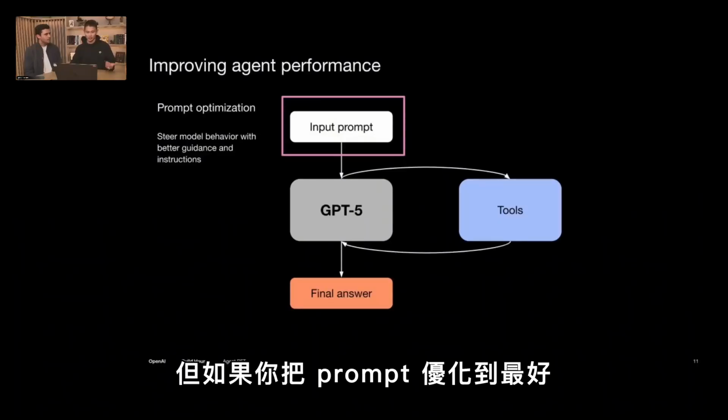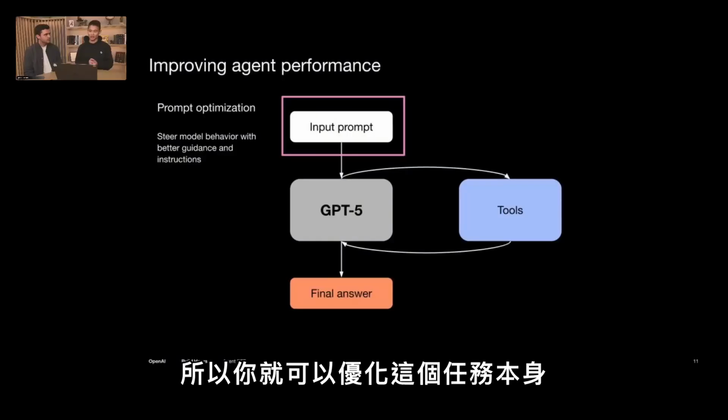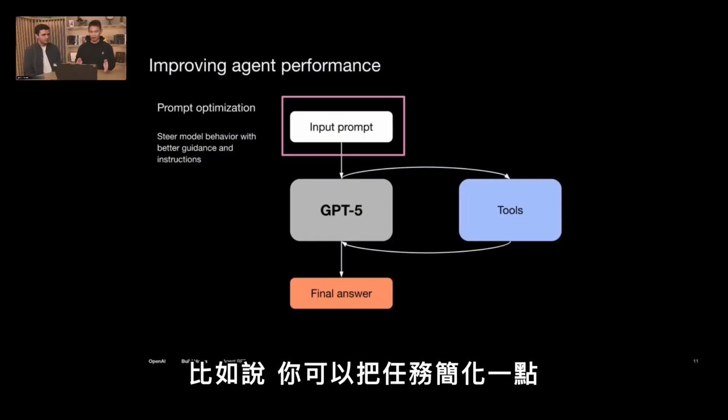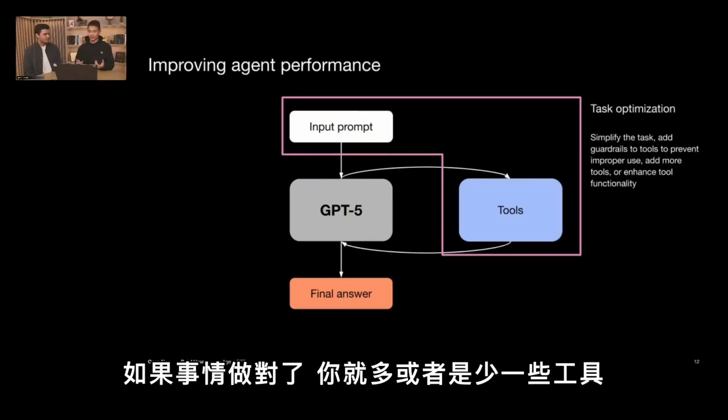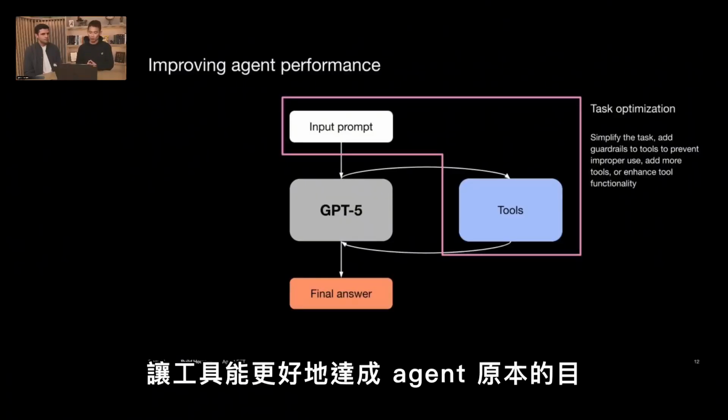But let's say that you've optimized your prompt and you're still not as satisfied as you could be. So you can then optimize the task itself. For example, you can simplify the task. You can add better guardrails around the task to improve the agent's chances of getting things right. Or you can add or subtract tools even, or make the tools better at accomplishing what the agent intended to do.